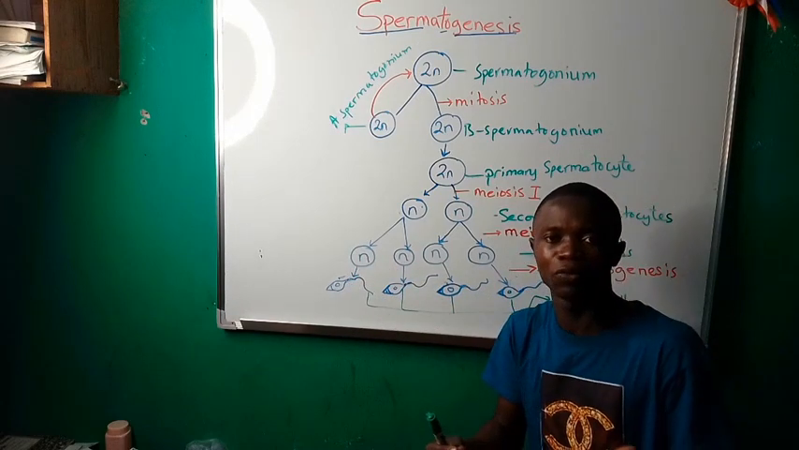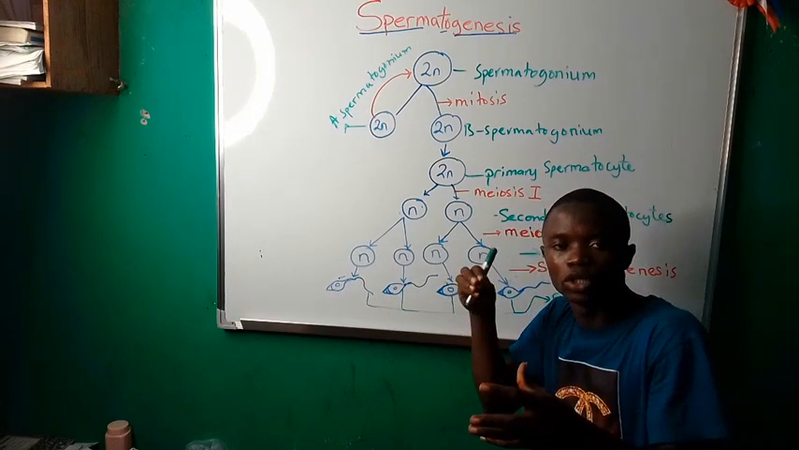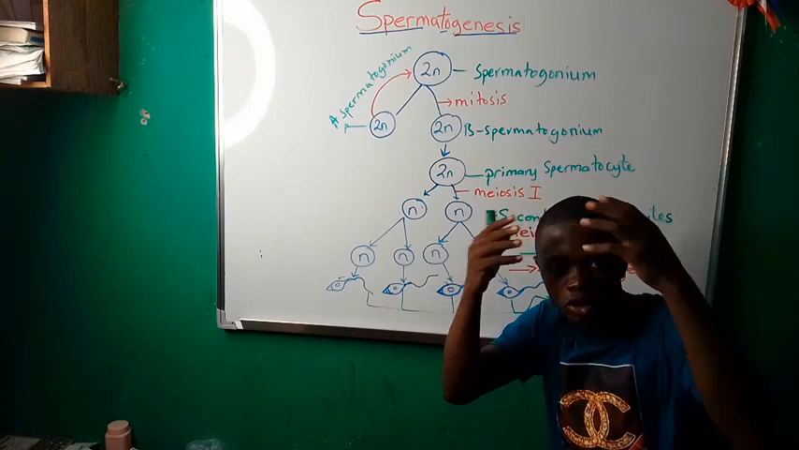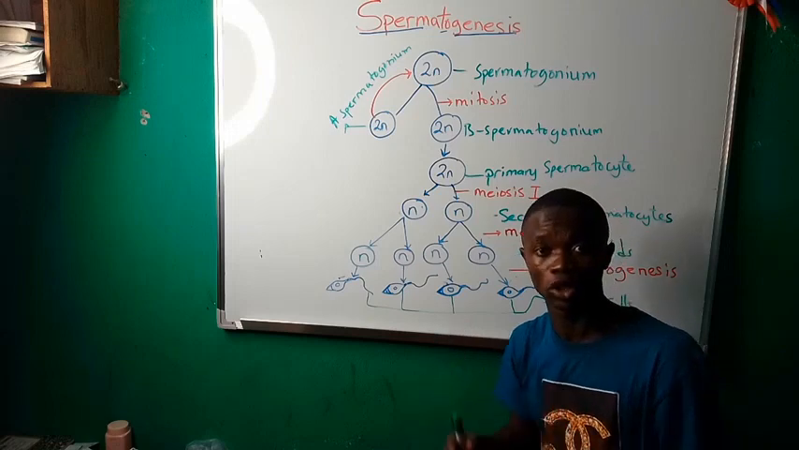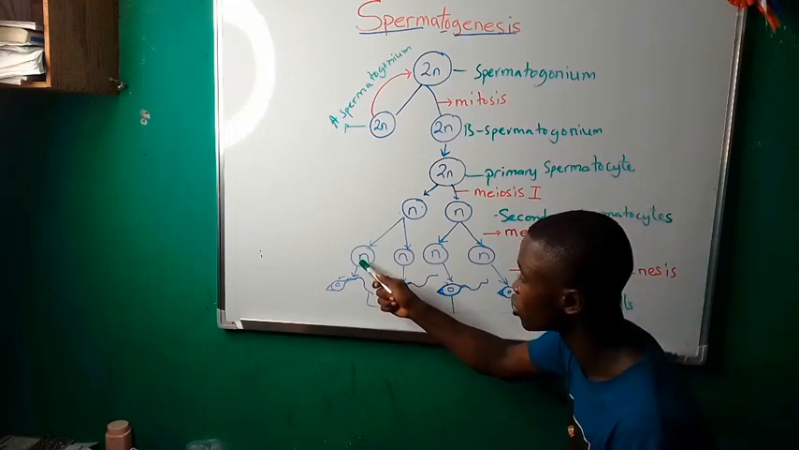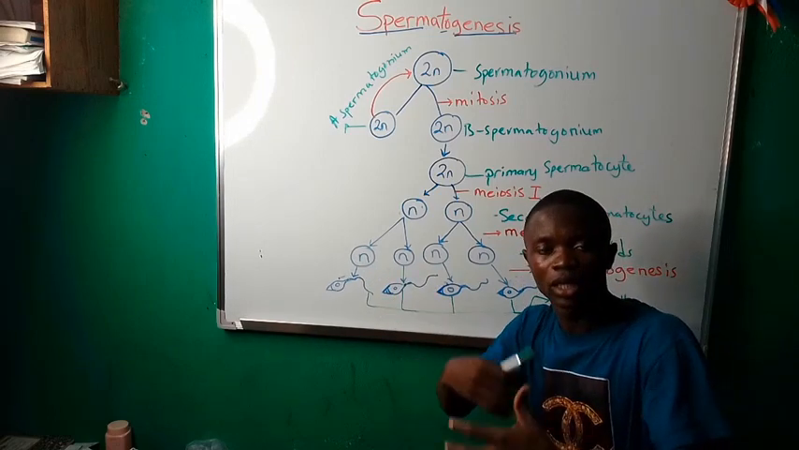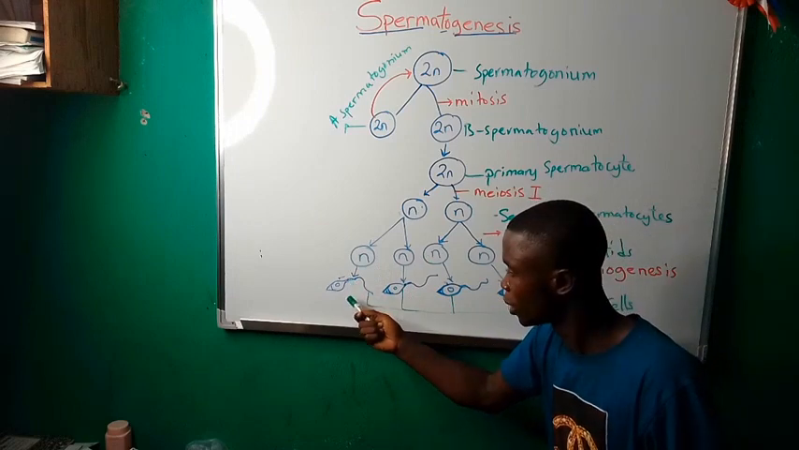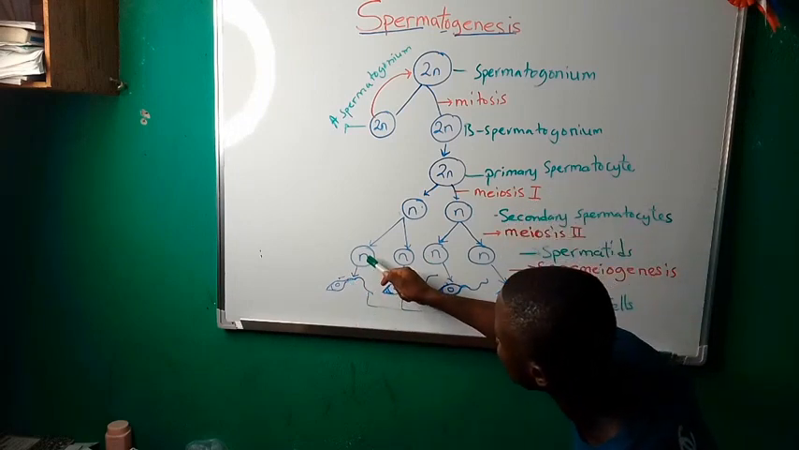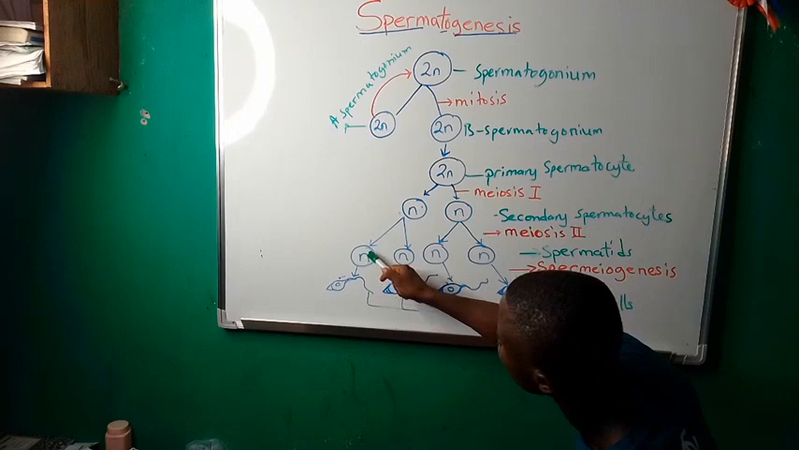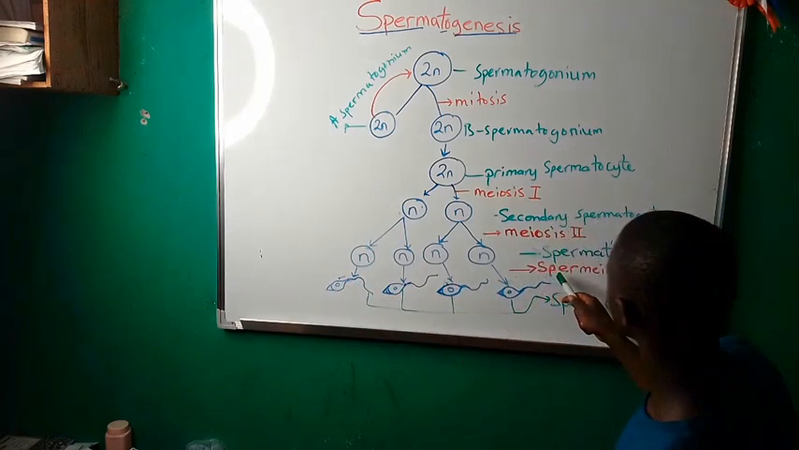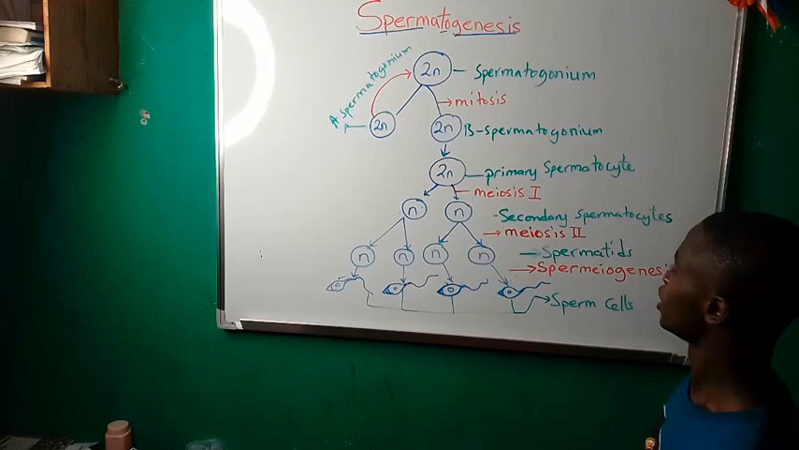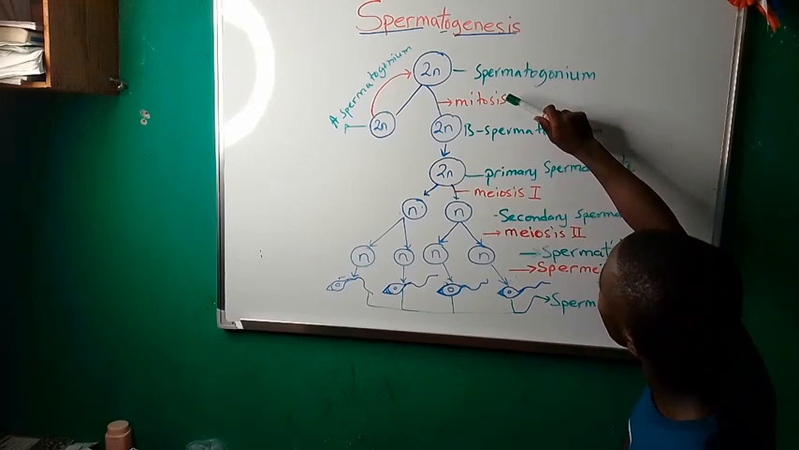In the process of differentiation, we're trying to produce the tail, the acrosome of the sperm, the neck. Remember our video when we were discussing the structure of the sperm. So a spermatid undergoes differentiation to produce sperm. The process by which each of these spermatids undergoes differentiation to produce our sperm cell is what we call spermiogenesis. So this is how we derive our 4 steps.